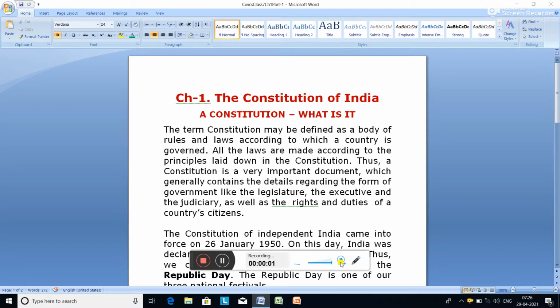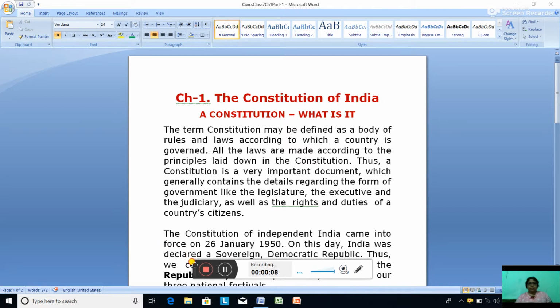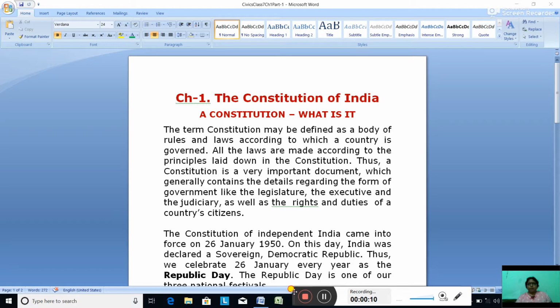Hello children, Standard 7. Today we are going to start the Civics chapter, the Constitution of India.